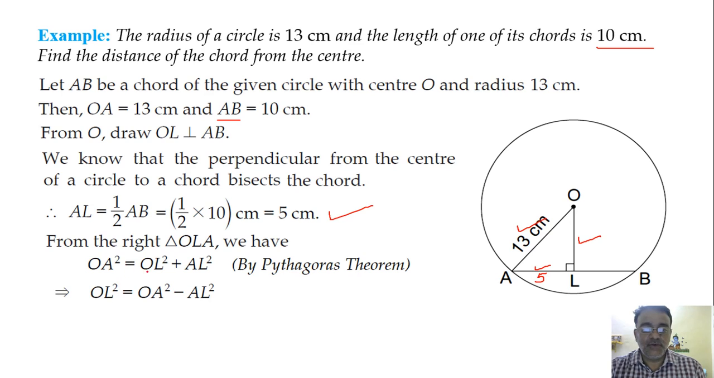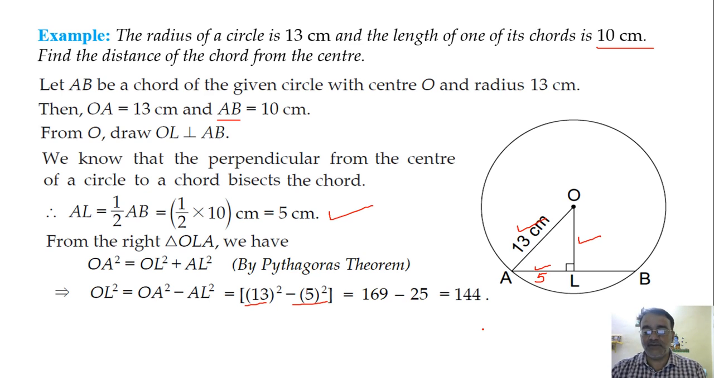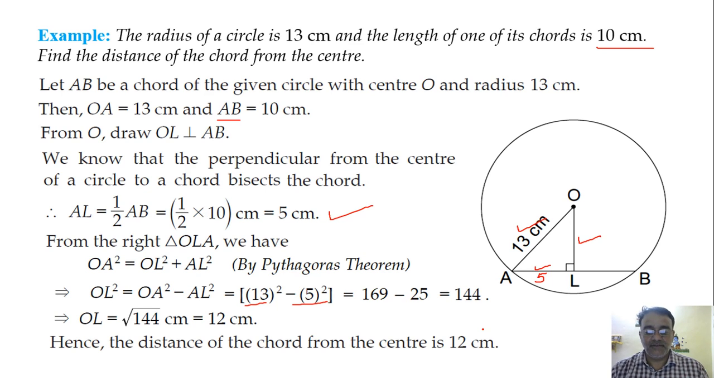Okay. So OL square will be equal to OA square minus AL square, that is 13 square minus 5 square. 169 minus 25, so we'll get 144. So what is the square root of 144? 12. 12, right. So the distance of the chord from the center is 12, right?